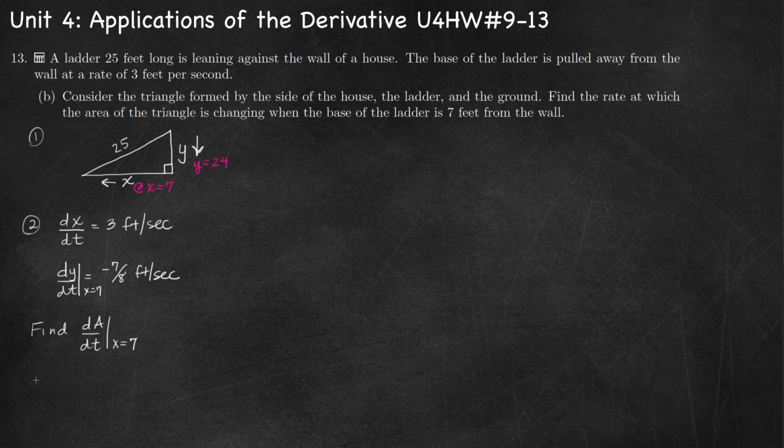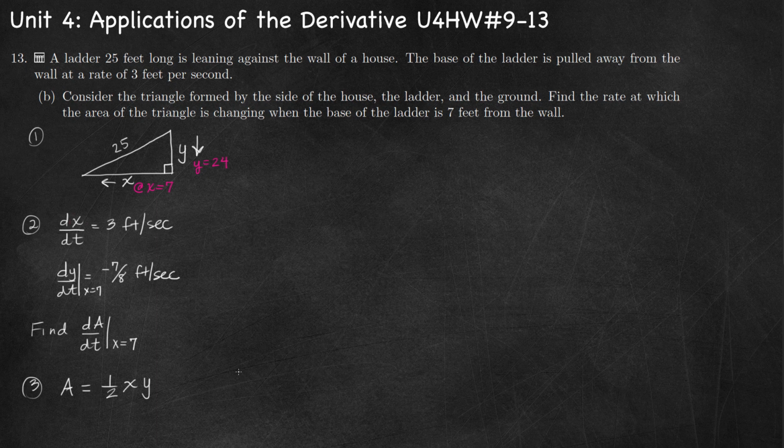When you write your related rates equation, you're using the variables that are involved in the rates that you're given and the rates that you are trying to find. So we know the area of a triangle is 1/2 base times height. So let's look at that. Area equals 1/2, the base is x, the height is y.